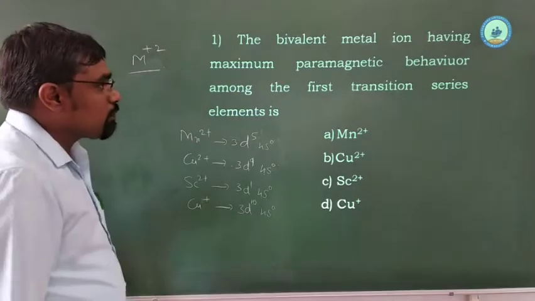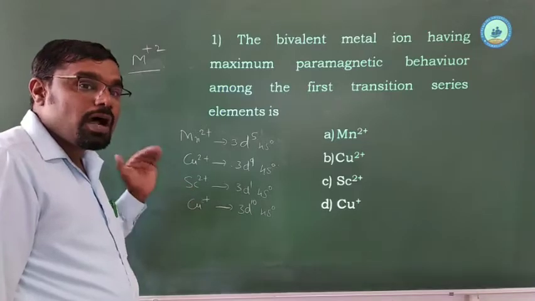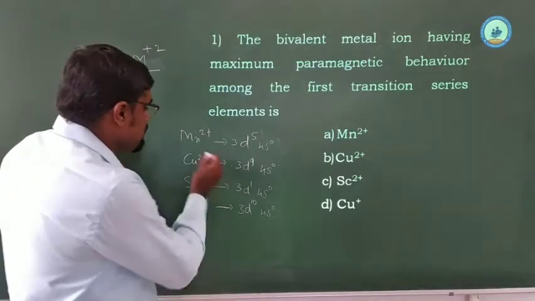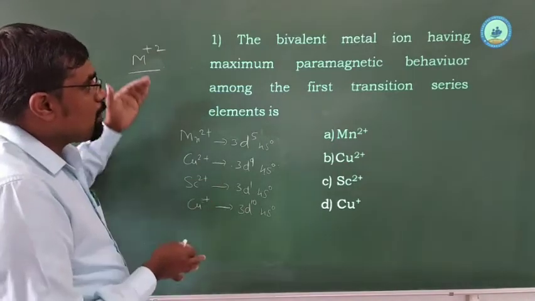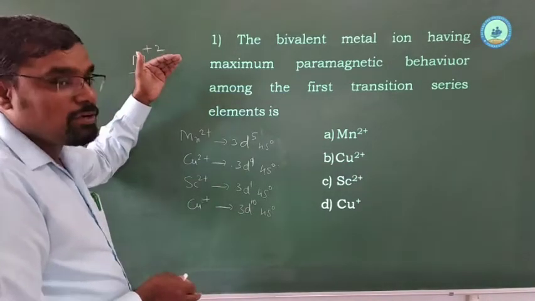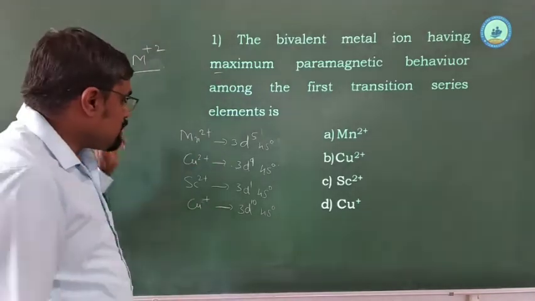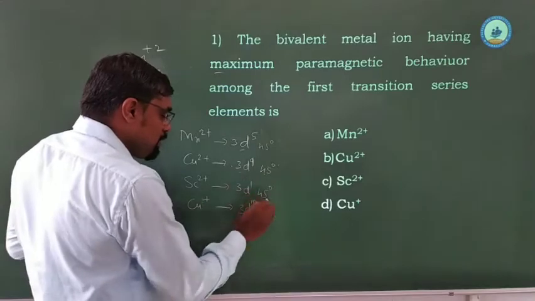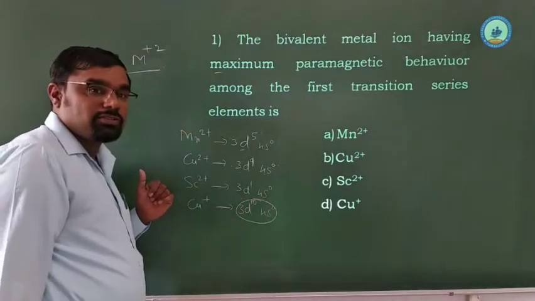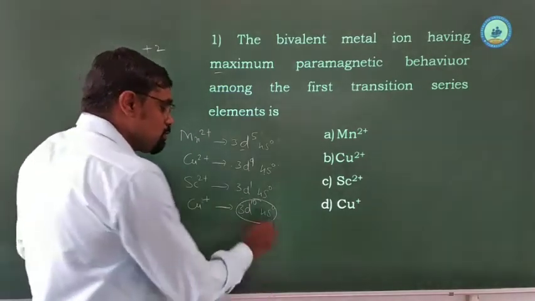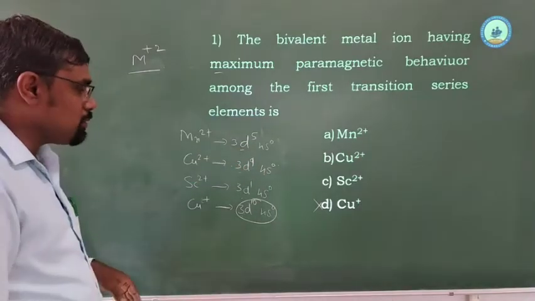Now we see that one. Paramagnetic behavior means the d orbital must have unpaired electrons. He is asking for the maximum paramagnetic. Here, in this one, it is completely filled, so there is no unpaired electron. So then it is not an answer. We have to check only these 3.